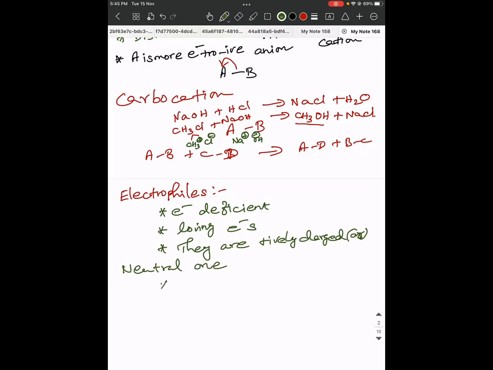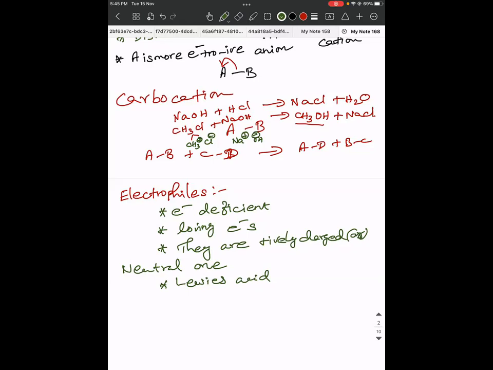Generally, these are called Lewis acids. What is the meaning of Lewis acid? Their octet is not completely filled, so they are ready to accept electrons. Why are they ready to accept electrons? Very good, incomplete octet. Now we have to see examples. Whenever you have a positively charged organic part, it will be an electrophile. There is no doubt about it.